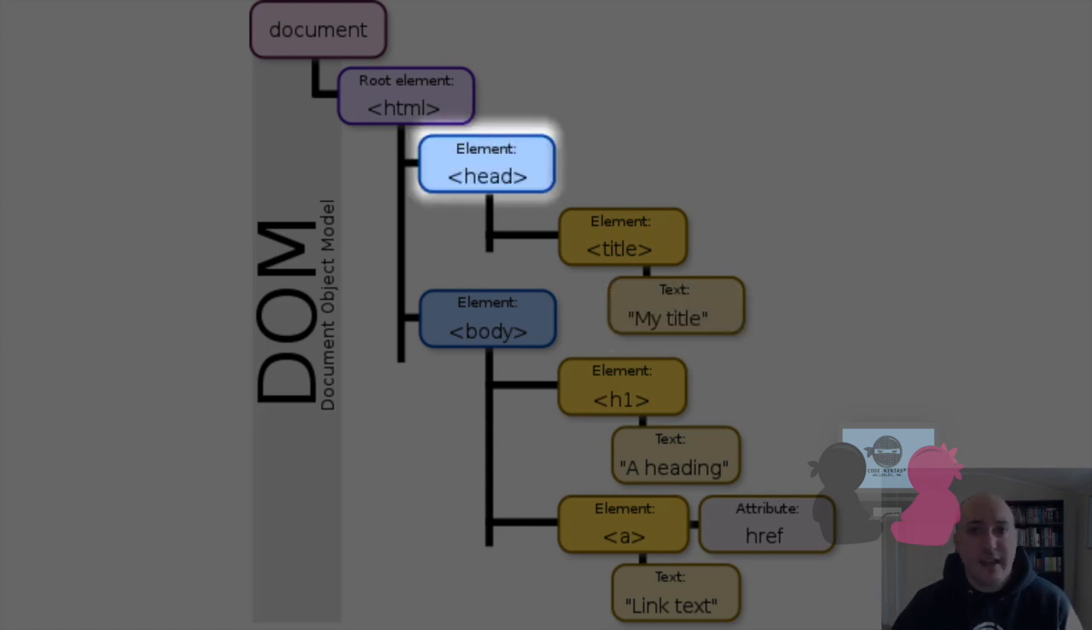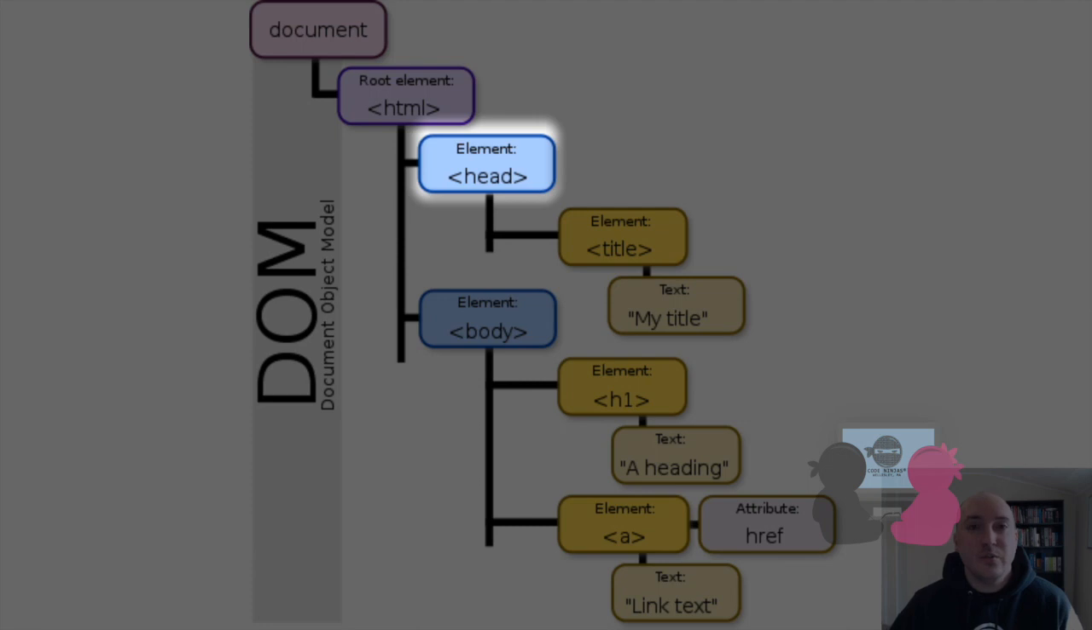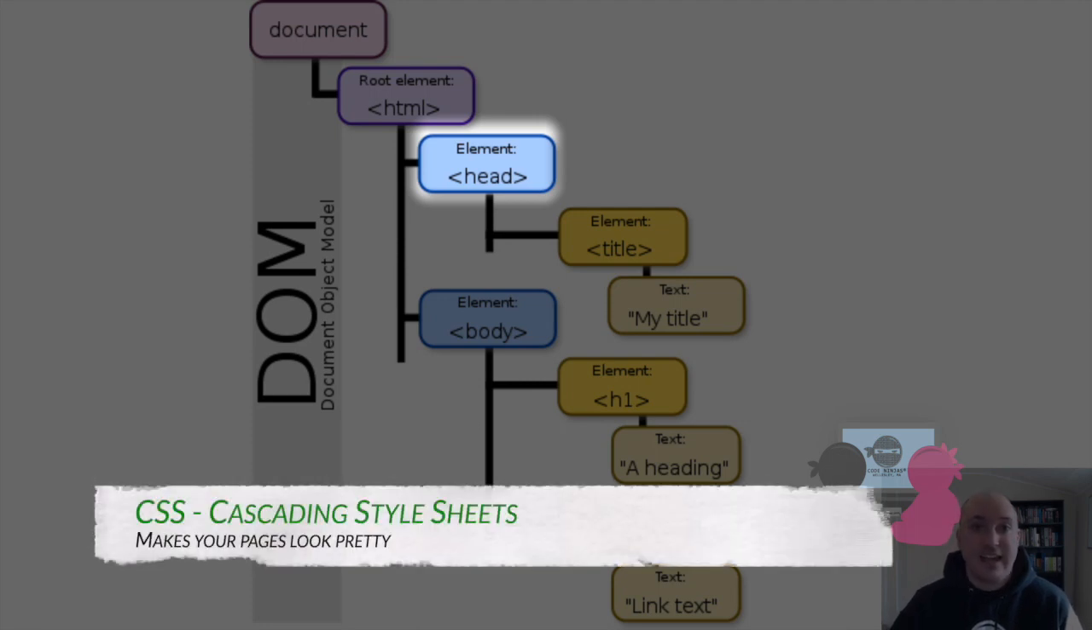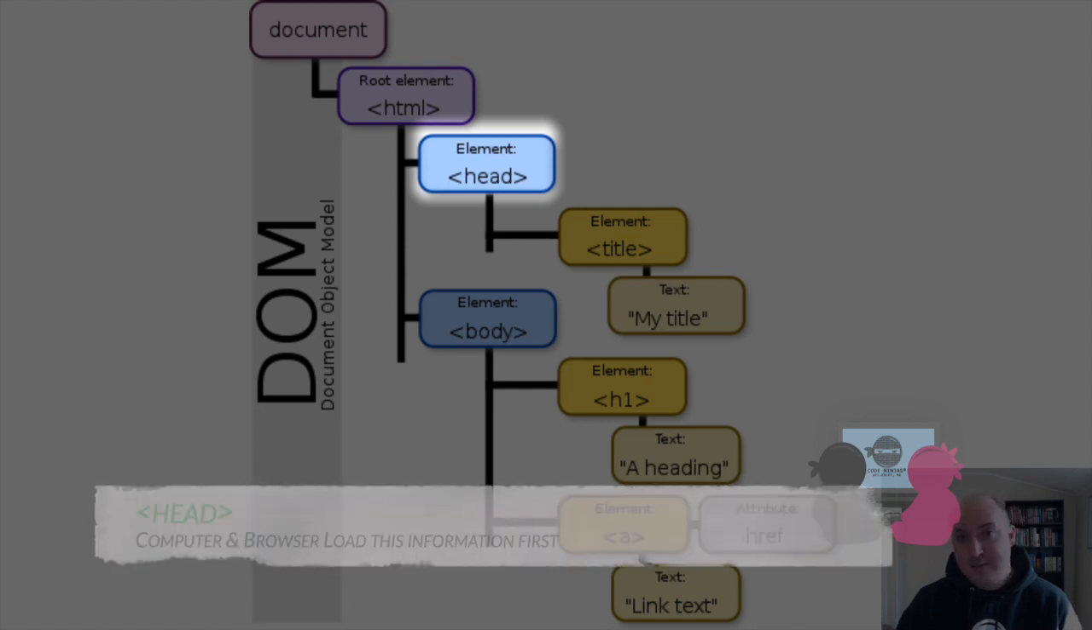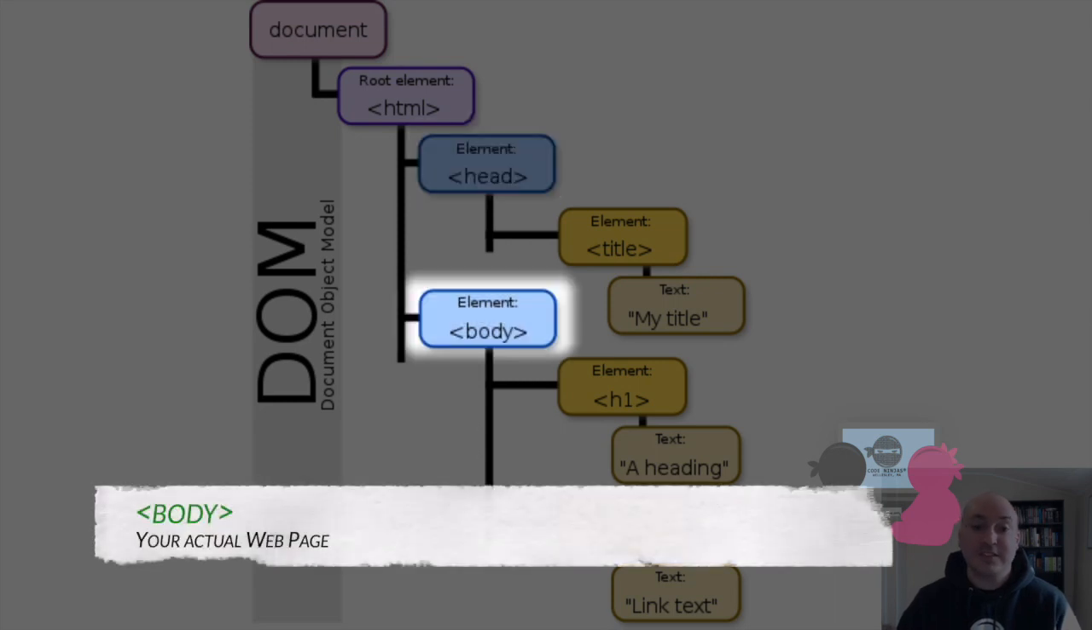The other things that go in the head tag are things like metadata, which is data that's not necessarily shown on the web page, but the browser and maybe a search engine needs to know about in your page. Other things include, a little bit later, when we load in cascading style sheets so we can make our pages pretty, or we use JavaScript so we can make our pages more interactive. Those all go in the head tag. And then that way the computer and the browser know to load up this information first before going down to the body.